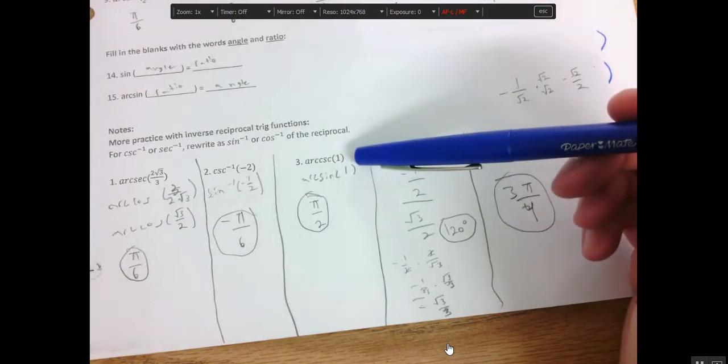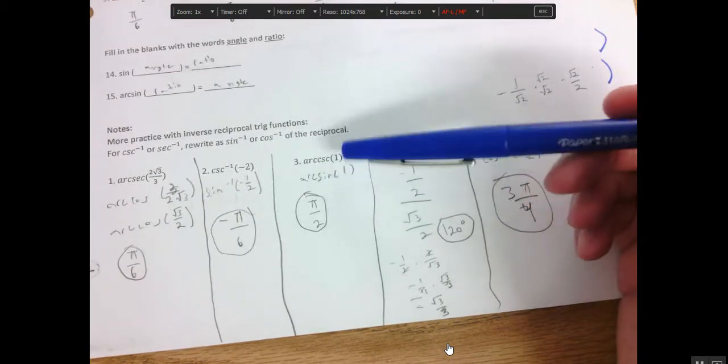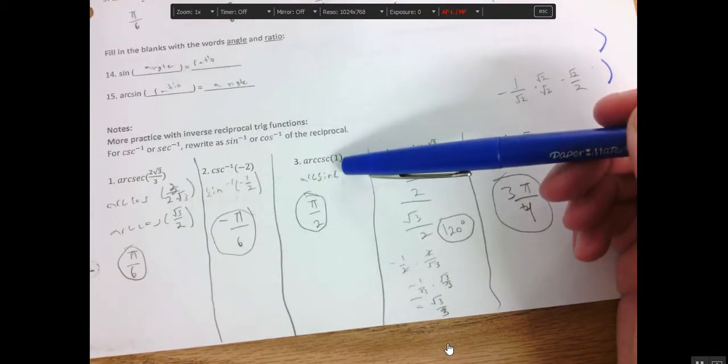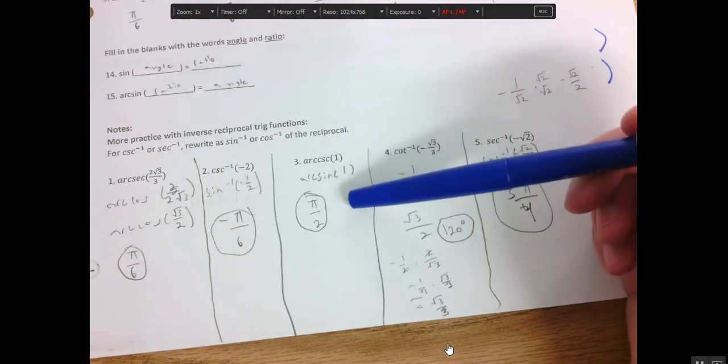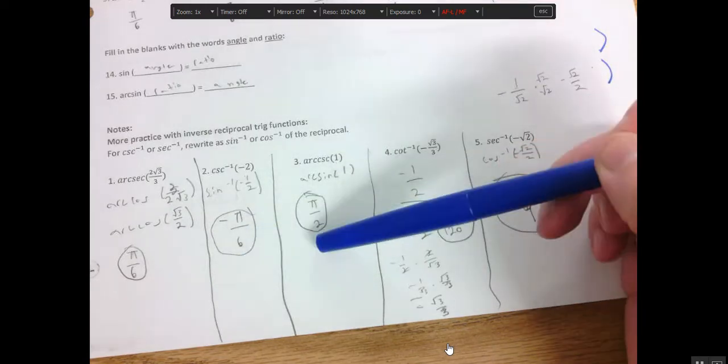For the next one, again, he changed it to arc sine, and the reciprocal of 1 is tricky because it's 1. A lot of people think that's just too easy. It has to be wrong, but it's not. So then you have to think, okay, what angle has a sine of 1? And that's pi over 2. Questions on 2 and 3?